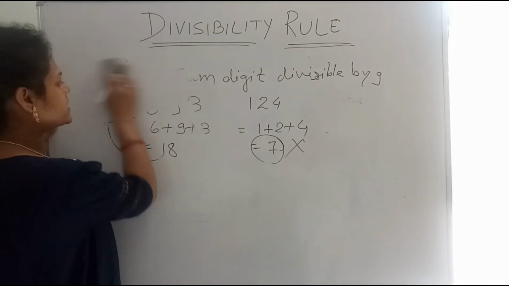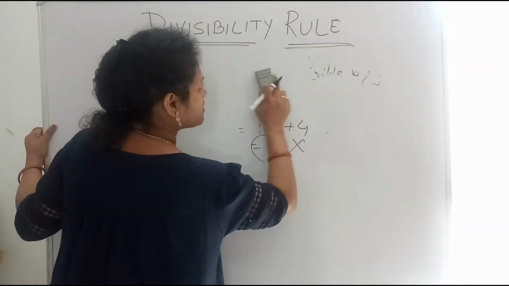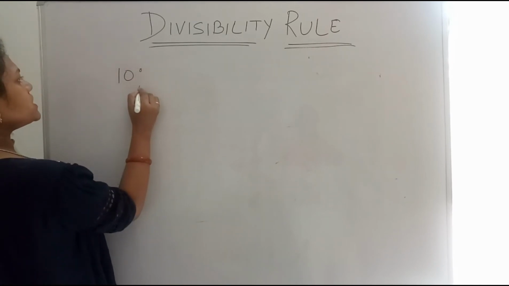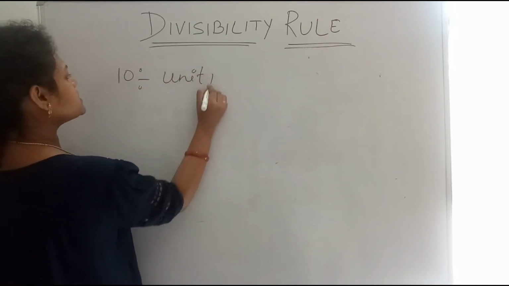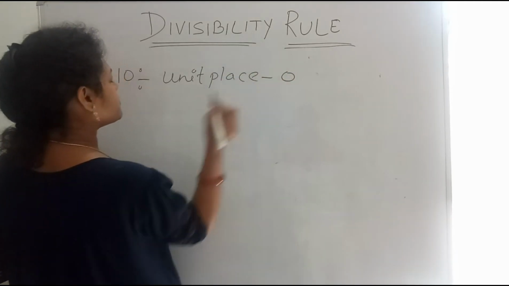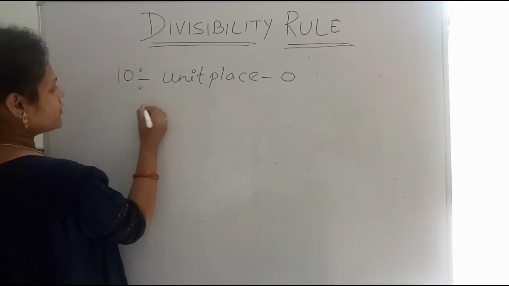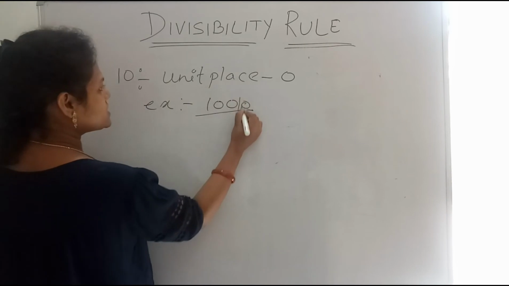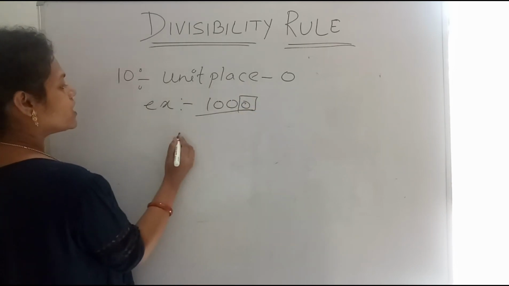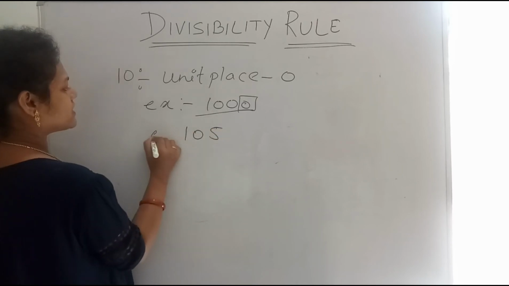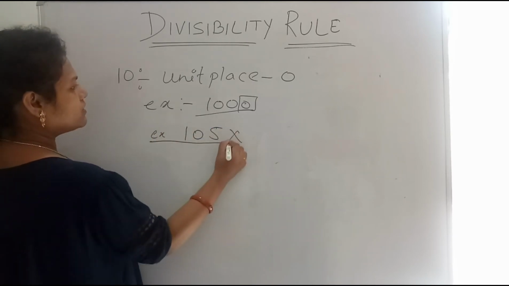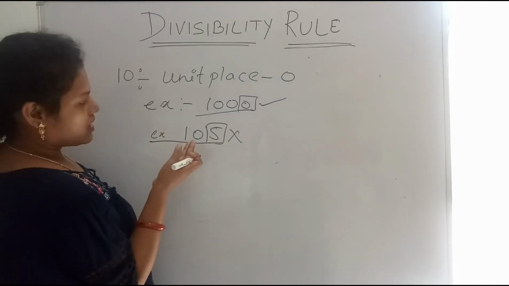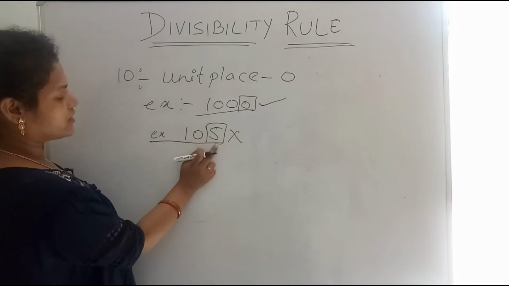We will see the last rule, that is for 10. For 10, again it is easy. You have to see the unit place. If you are getting only 0 in the unit place, then it is divisible by 10. For example, if I take 100, suppose 1000, yes, it is divisible. Why? Because in the unit place you are getting 0. But if I take an example like 105, then it is not divisible, because in the unit place there is 5.